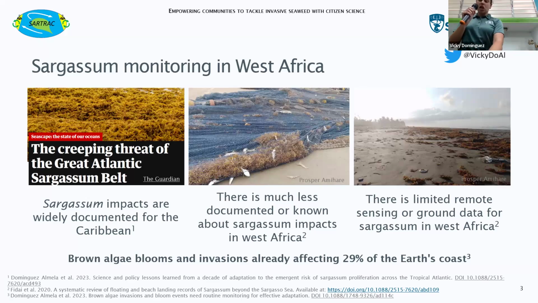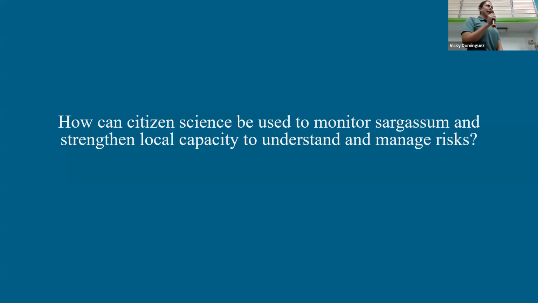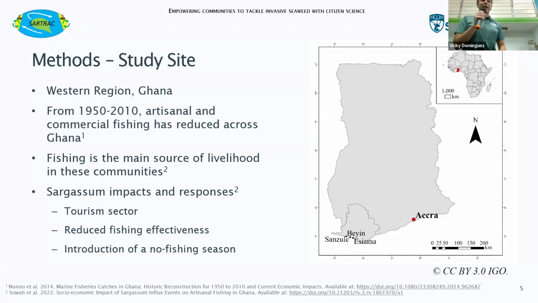So very limited knowledge that we have there, and that's why we came with the idea of, can we use citizen science? Can we use people that are living there all the time and they see the problem every day to help us understand about the sargassum in those areas where we don't have enough data? And can this be a tool that also will help them to strengthen the local capacity about this problem? So that's what we tried to do.